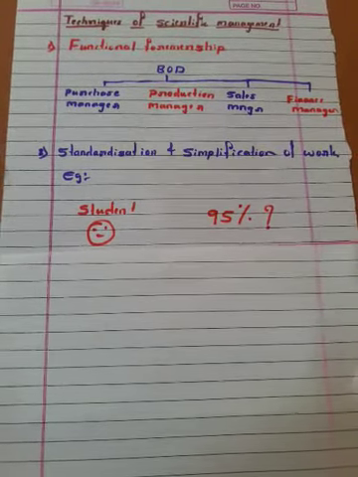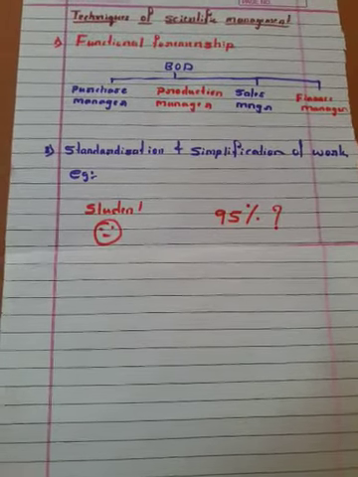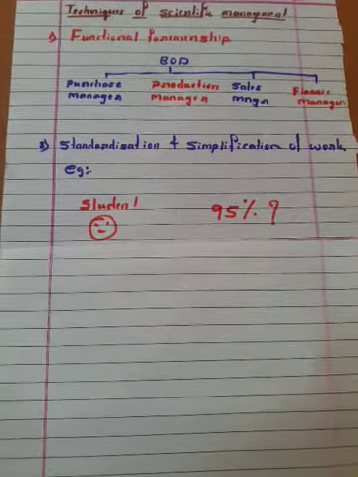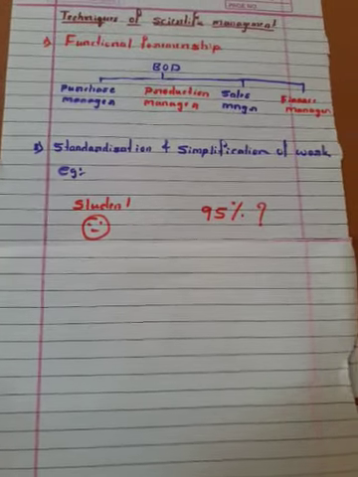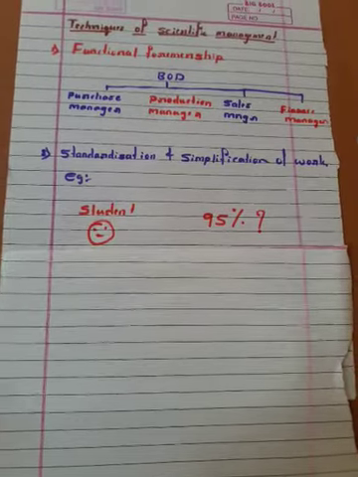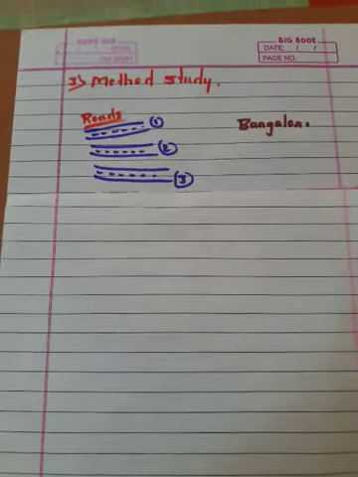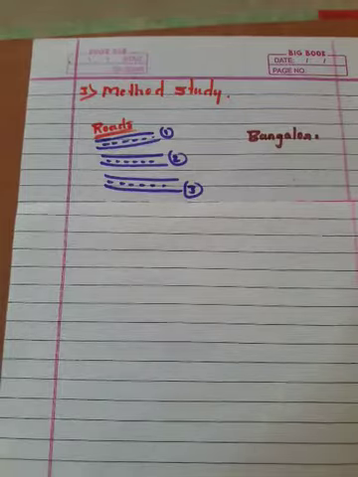Similarly, in the organization, first it is necessary to set a standard, and thereafter activity should be devised in order to achieve that particular standard. This is the technique of standardization and simplification of work. Third one is method study. Actually, the technique of method study involves finding out the best way of doing the job.